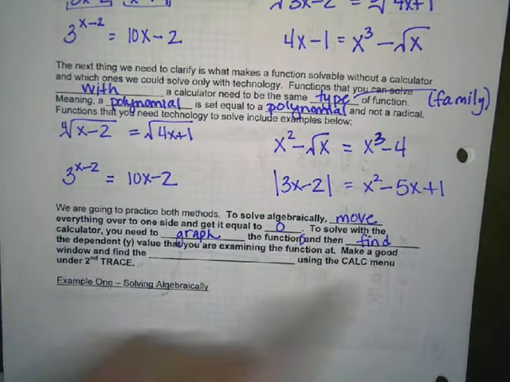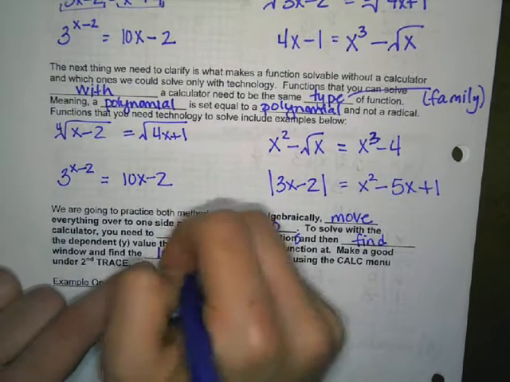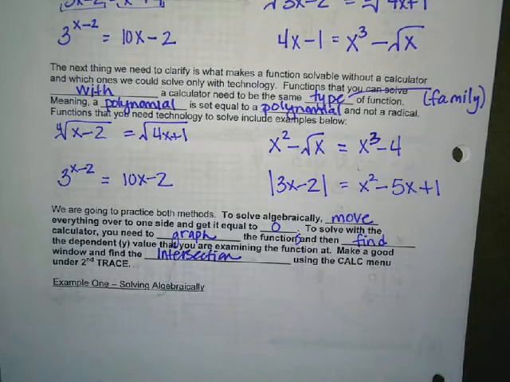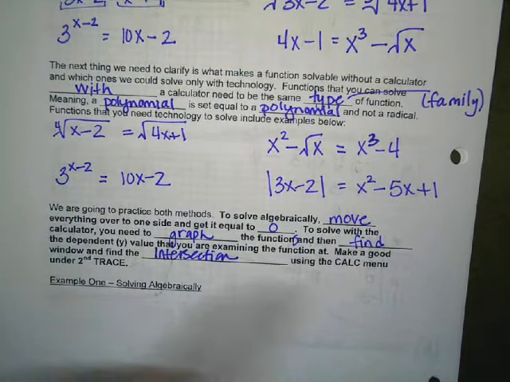Make a good window, and find the intersection using the calc menu under second trace. I still think those two words are wrong. I'll have to go back and revisit that.